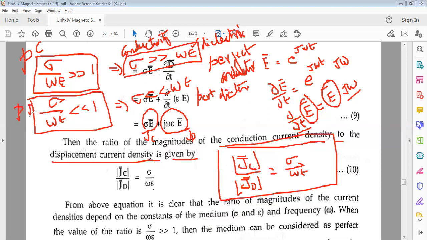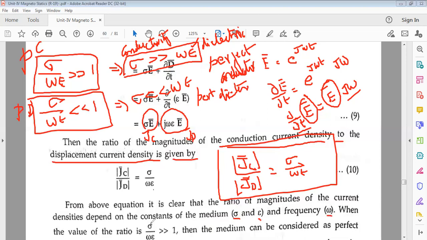Okay, the perfect dielectric. Sigma by omega epsilon, the ratio of the conduction current density to the displacement current density, is very much greater than 1 for a perfect conductor, and very much less than 1 for a perfect dielectric. From the above equation, it is clear that the ratio of magnitudes of the current densities depends upon the constants of the media, sigma and epsilon, and the frequency omega.